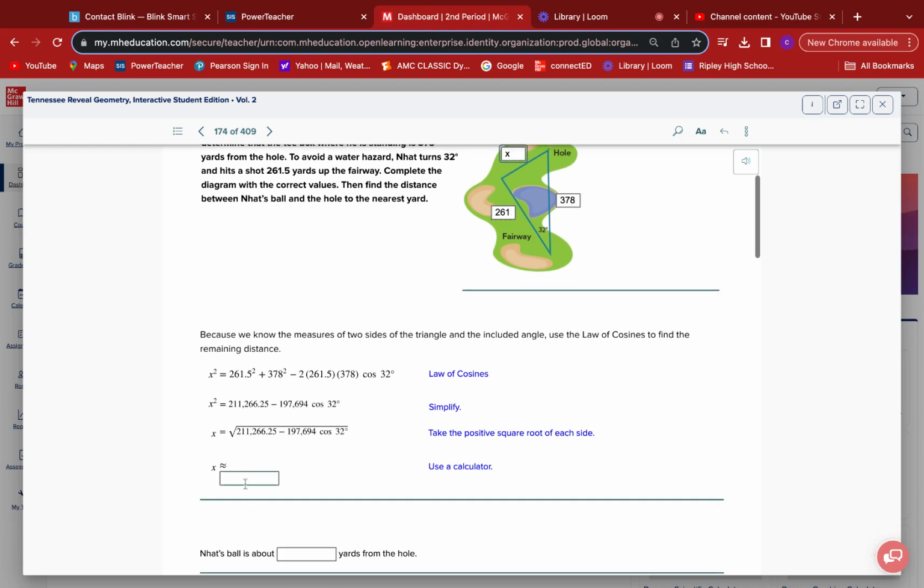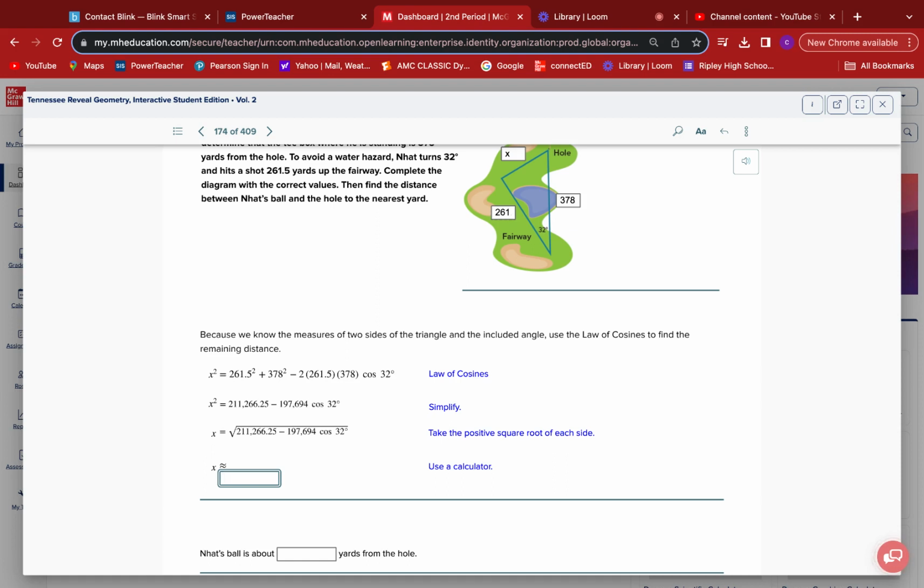All right, so grab a calculator. Because the opposite of squaring is a square root, all of that information they have. So everybody put a square root. All right, see what we got here. 211,266.25 minus 197,694 cosine 32. Hit enter.